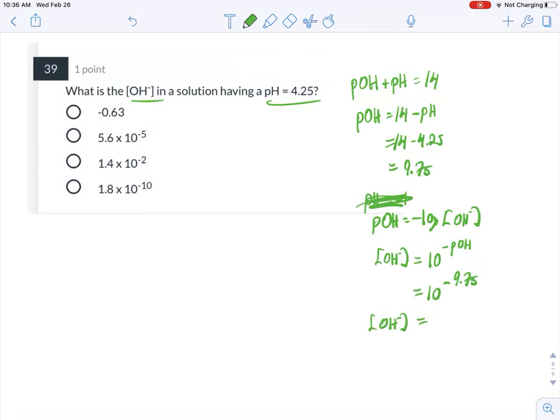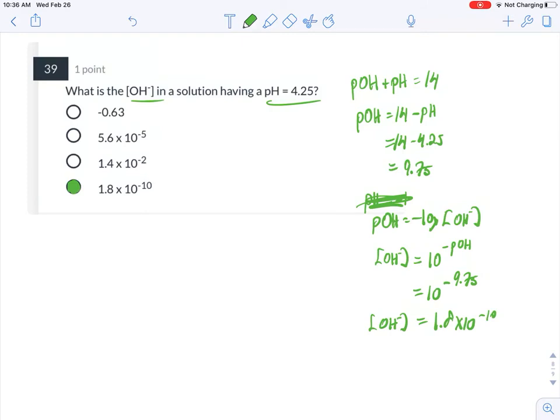So the way I do this on my calculator is I enter 9.75. I hit the plus minus key. So I have negative 9.75 here in the display. And I hit shift log, which will take the anti-log of that. And what I get here on my calculator is 1.778, which rounds to 1.8 times 10 to the minus 10.